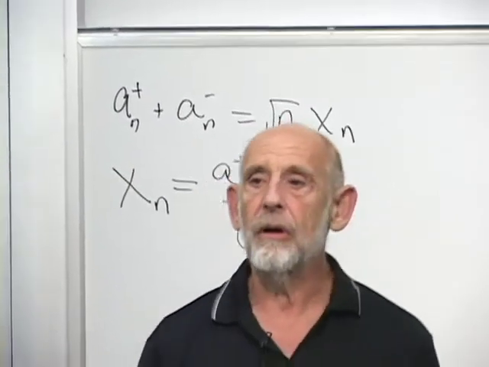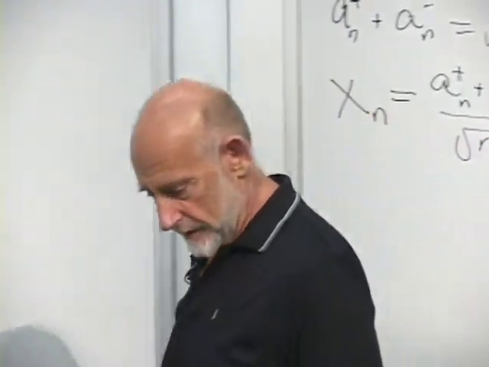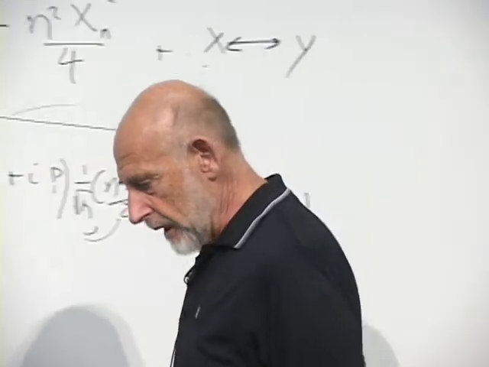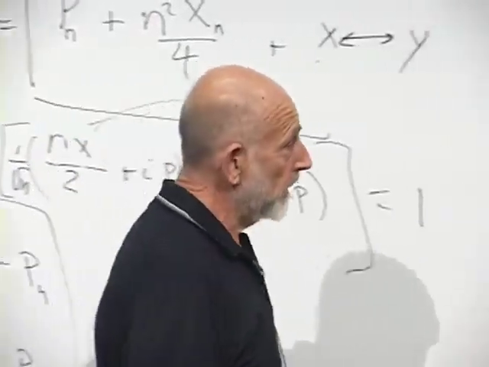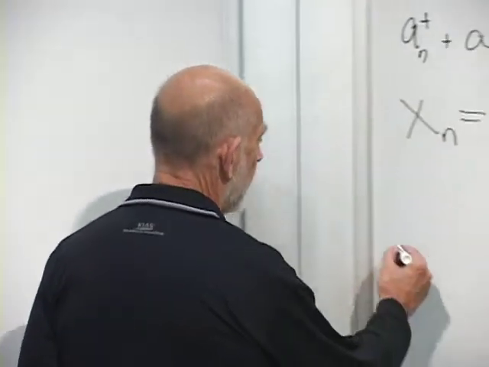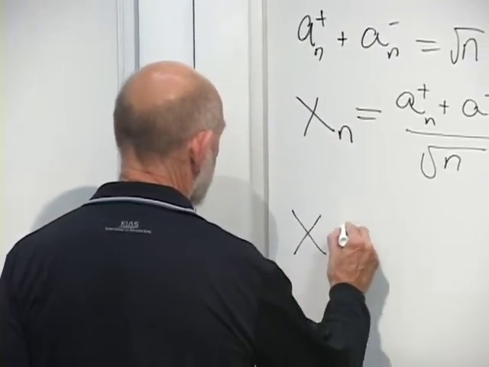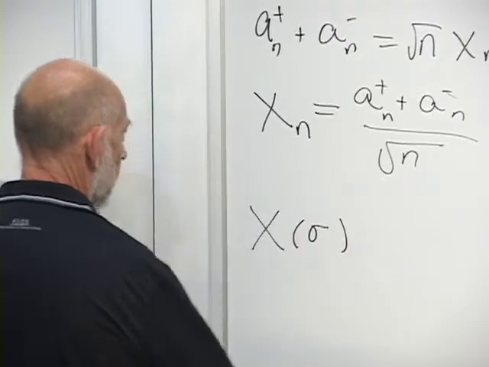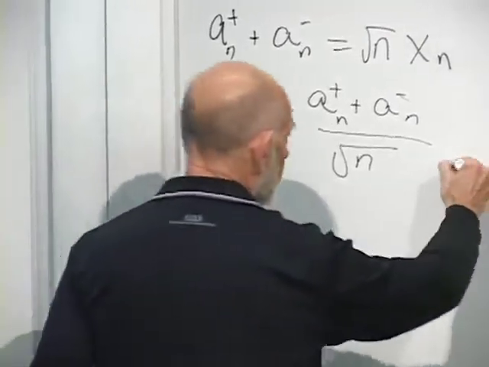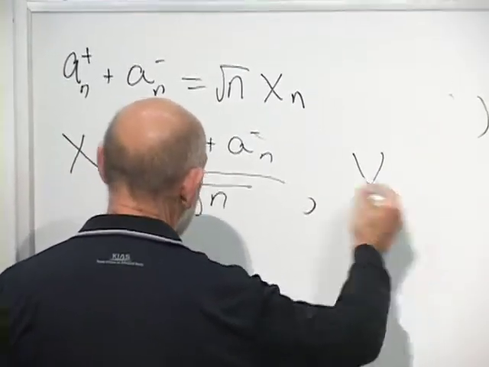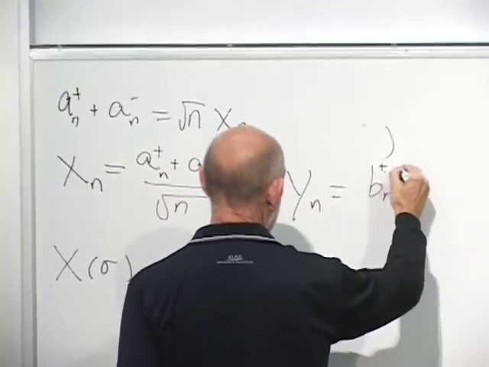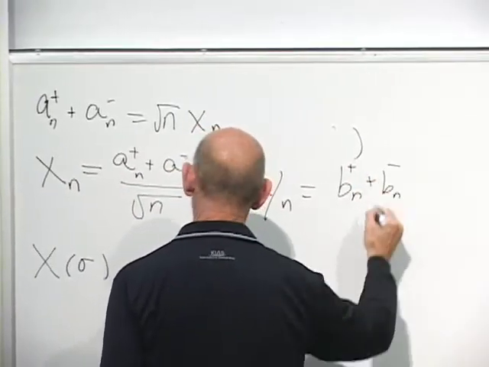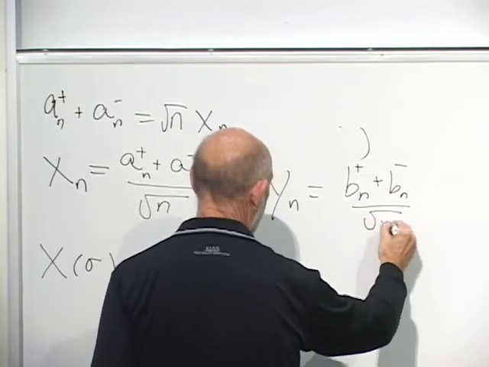Now, before we leave the harmonic oscillator, let's just remember where these oscillators came from. They came from writing x of sigma. Remember what x of sigma was. Oh, there's another one similar to it. Y sub n is equal to b sub n plus b sub n minus over square root of n. Same thing.